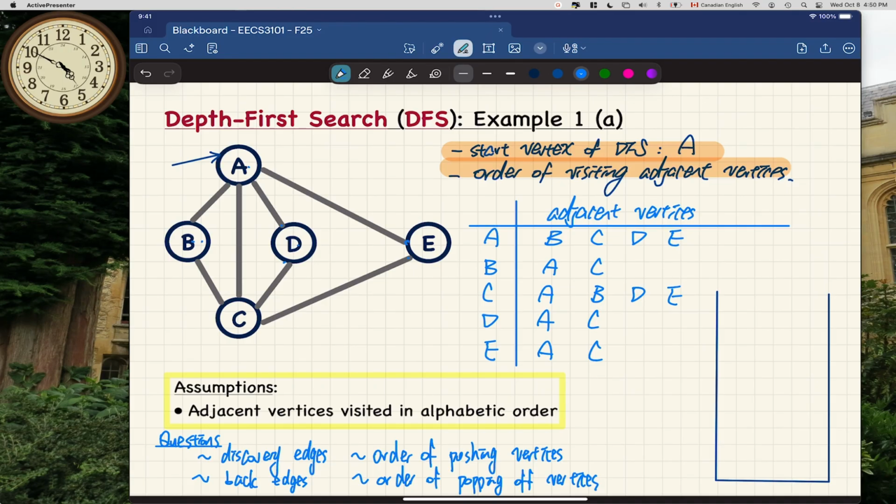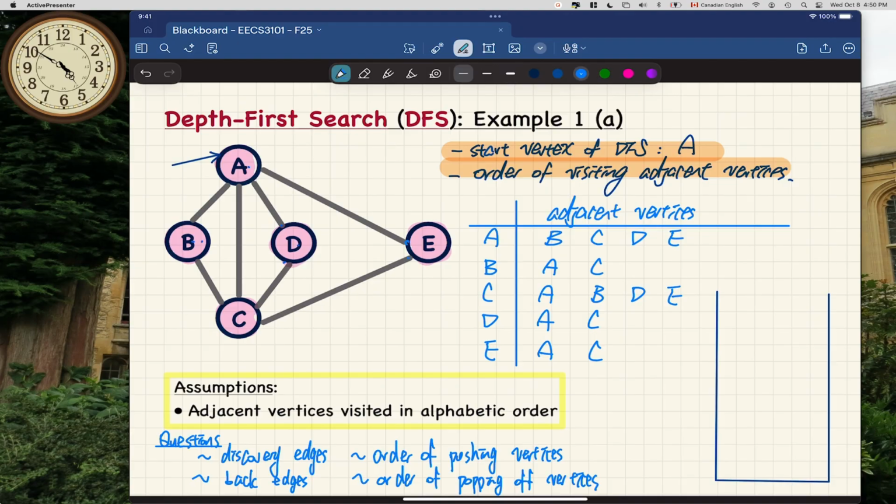Okay, let's now go with the first one. A is going to be the starting vertex. Initially, everything should be unvisited. Let me just follow the same color convention as before. So we got A here, B here, C here, D here, and E here. In the beginning, all the vertices are unvisited, and also all the edges are unmarked, or unexplored.